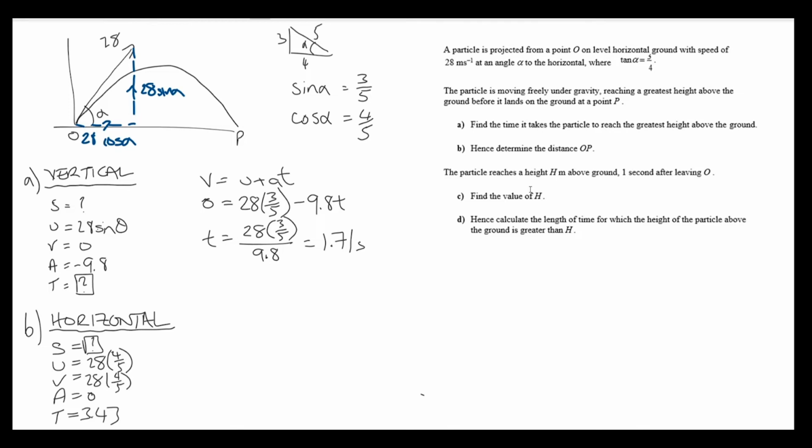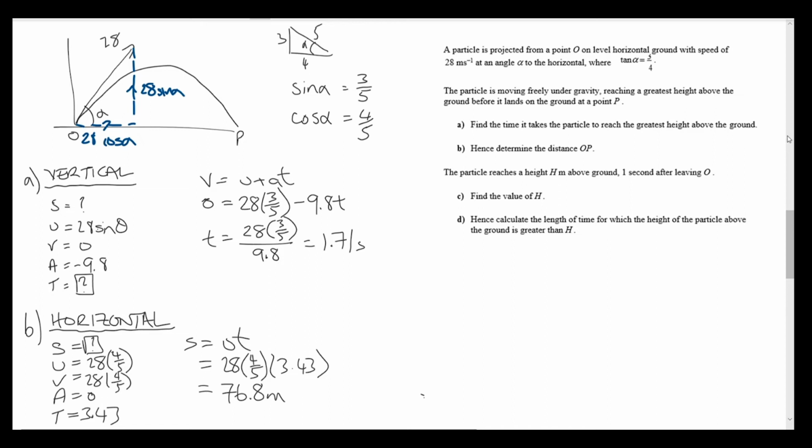So the formula to use here for the horizontal displacement, there's only one that we need to use, and that's s equals ut. Displacement is going to be the initial velocity multiplied by the time. So in this case, we've got 28 times 4/5 multiplied by that time, 3.43. And that gives us a distance of 76.8 meters. So the horizontal displacement from O to P is 76.8 meters.